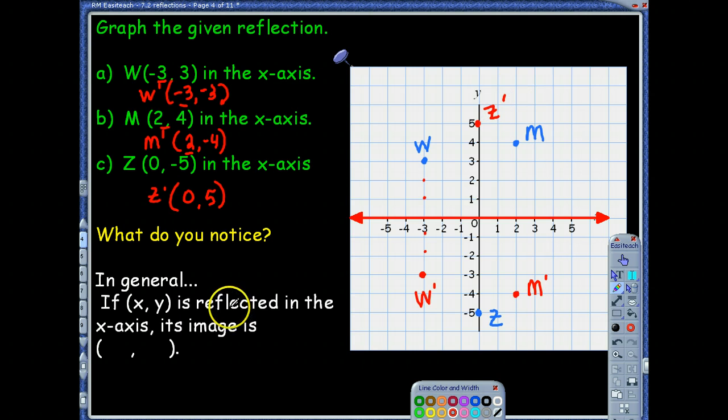So what are we noticing? Well, when we reflect across the x-axis, you said the x stayed the same, so that would be just x, and the y is opposite, so that means it'd be a negative y, which is saying the opposite of y.